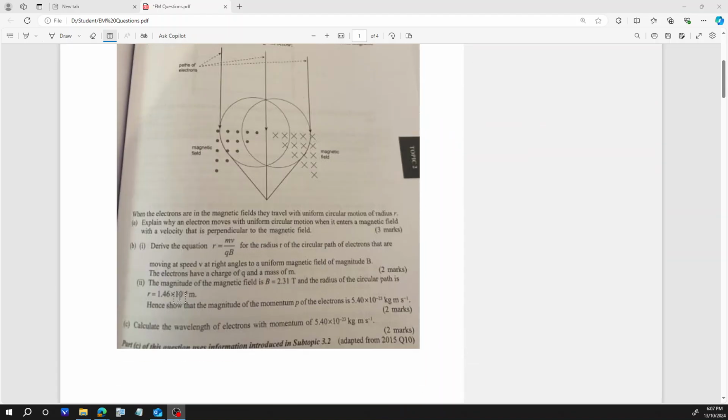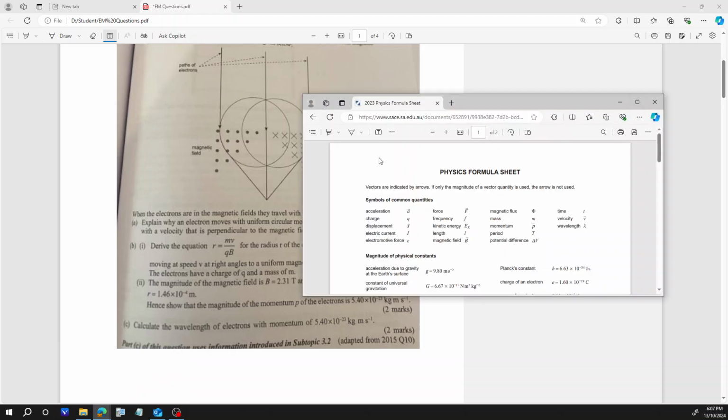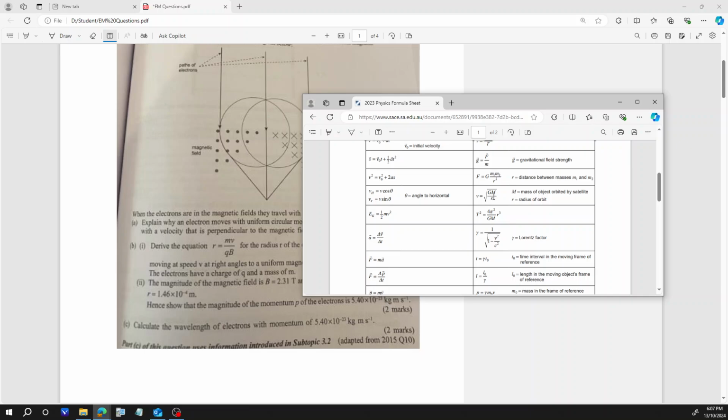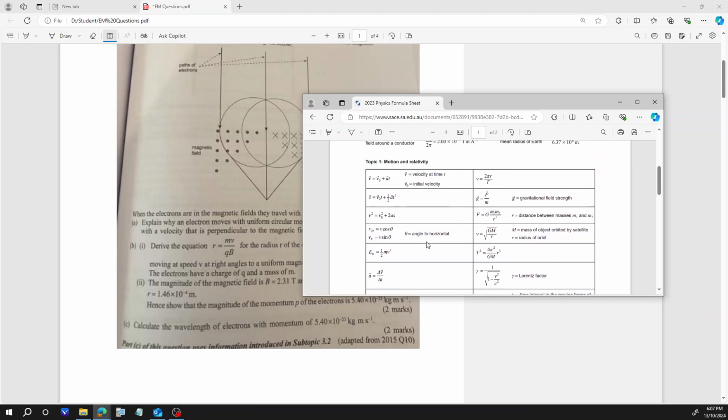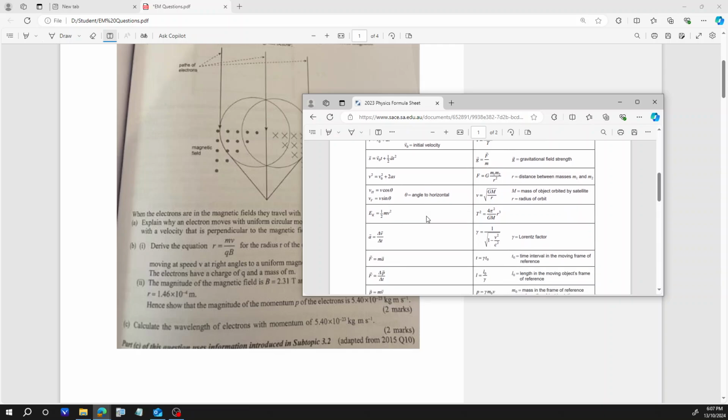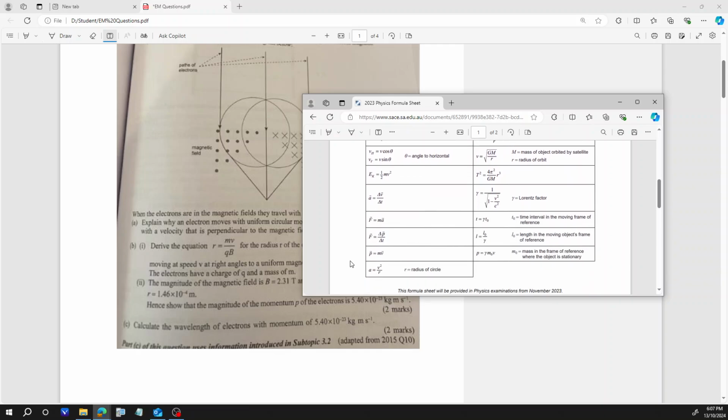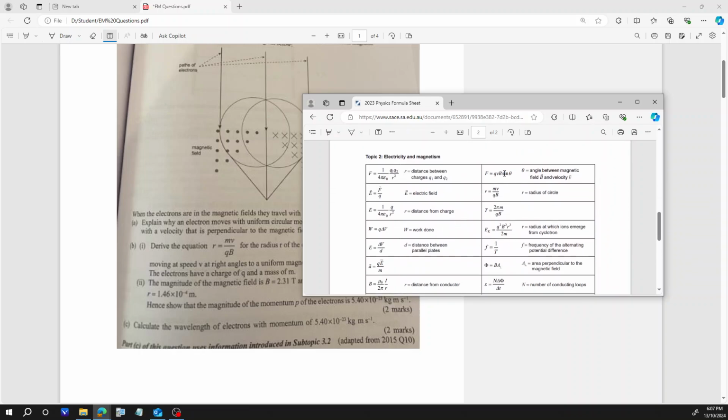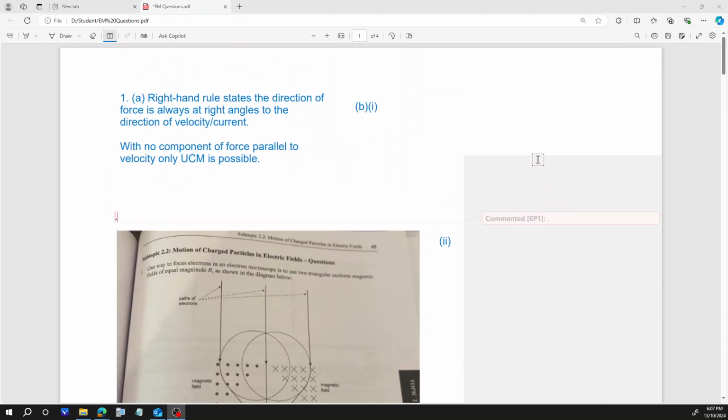All right, derive the equation r equals mv on bq. So, the radius equation for a magnetic field. I've got a formula sheet here in case we need it. I'll talk about the key components we will need. We're going to need the centripetal force formula, which is acceleration times mass effectively, so mv squared over r. And then we're going to need the magnetic force formula with sine 90 equals 1. I'll just draw the equations in.